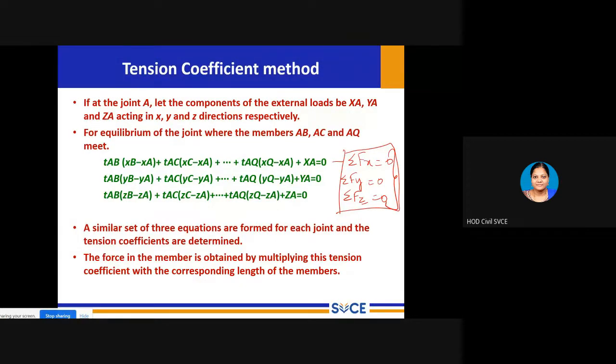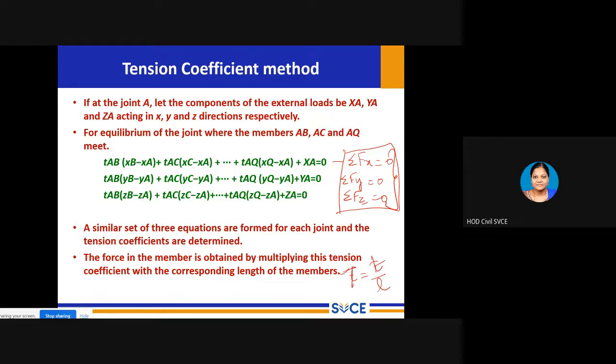And also while analyzing the truss using the tension coefficient method, you have to go joint by joint. In the case of a plane truss problem, you have to identify a joint where you have a maximum of two unknowns. Similarly, in the case of a space truss, you have to identify a joint where you have a maximum of three unknowns. Okay, so this is applicable to the method of joints also, right? Similarly, in the tension coefficient method also, we are going to identify the joint based on the number of unknowns in a particular joint. After formulating the equations, we have to solve them and get the tension coefficients. And for getting the final force in the member, you have to multiply the tension coefficient with the corresponding length, because we know that tension coefficient is equal to T by L.